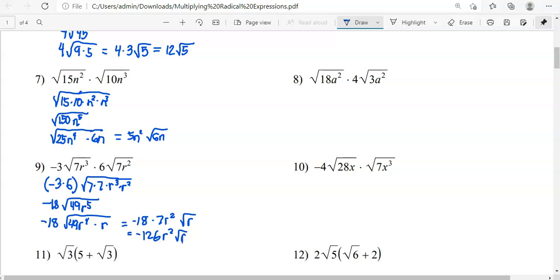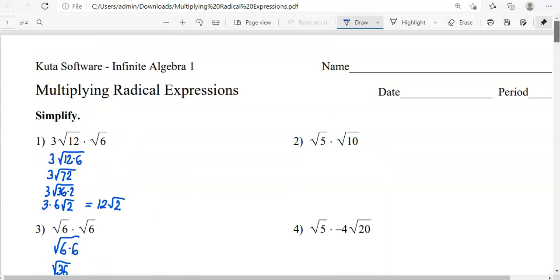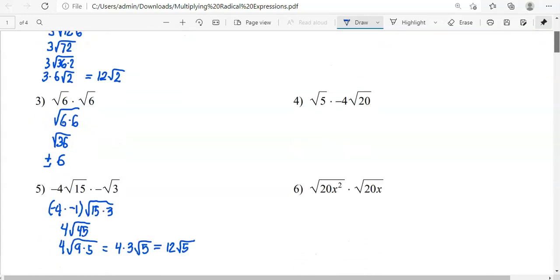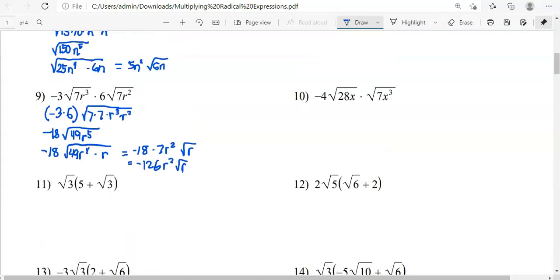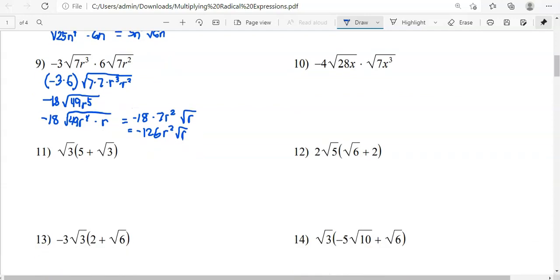Okay, I hope na-gets natin yung example, yung mga examples natin in multiplying radicals. This time, so magmumultiply tayo by applying either the distributive property or on multiplying the two binomials. Okay, for example, number 11, square root of 3 times the quantity of 5 plus square root of 3.